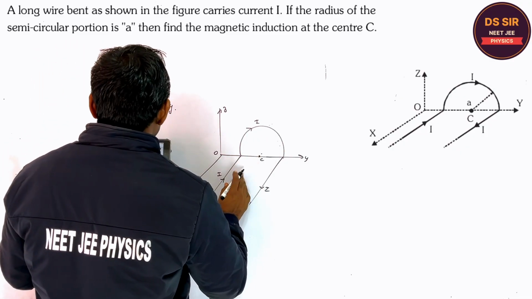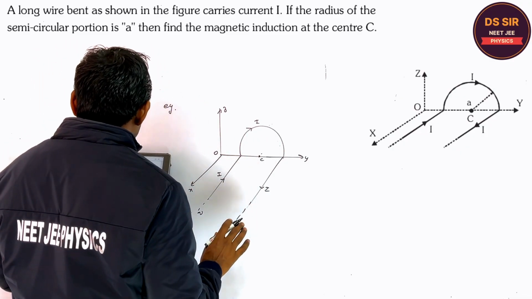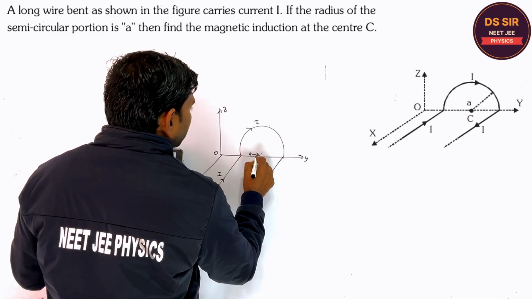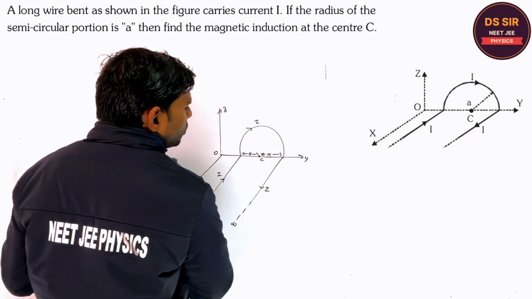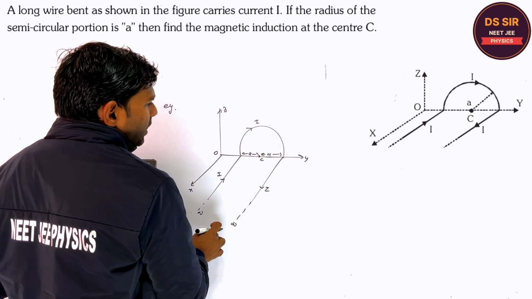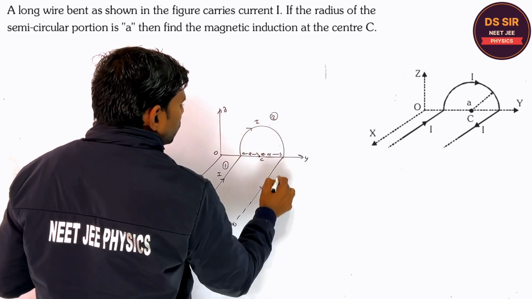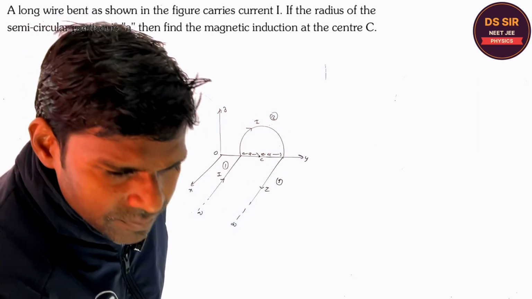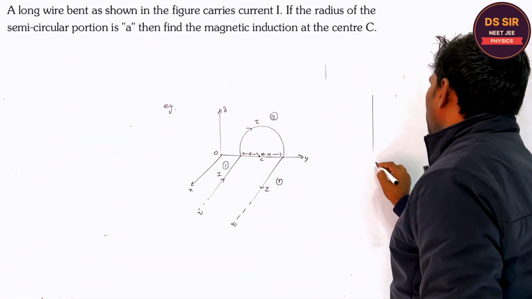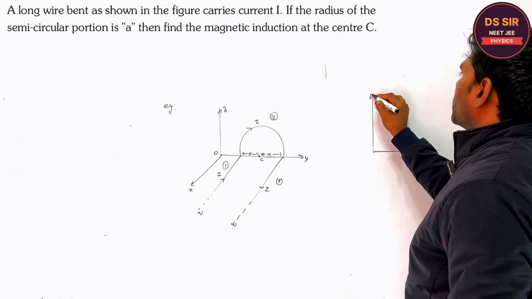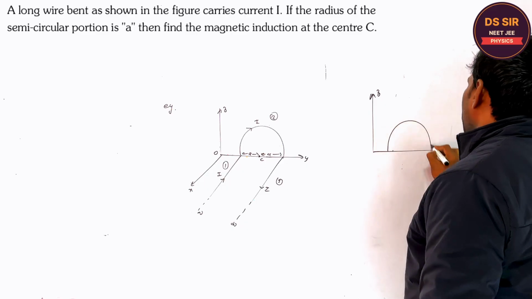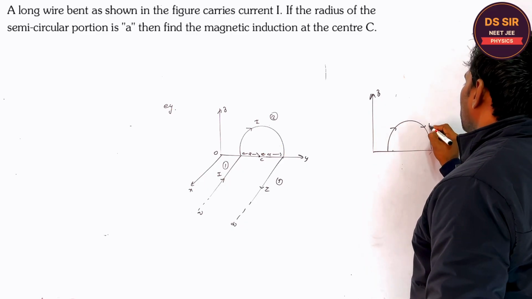The radius is A, right? The semicircular distance, this is A. Is it clear or not, you tell? So how many portions are there? 1, 2 and 3. Now first consider this system. Say this is Z and this is Y. The current carrying wire system is like this. Is it clear or not?